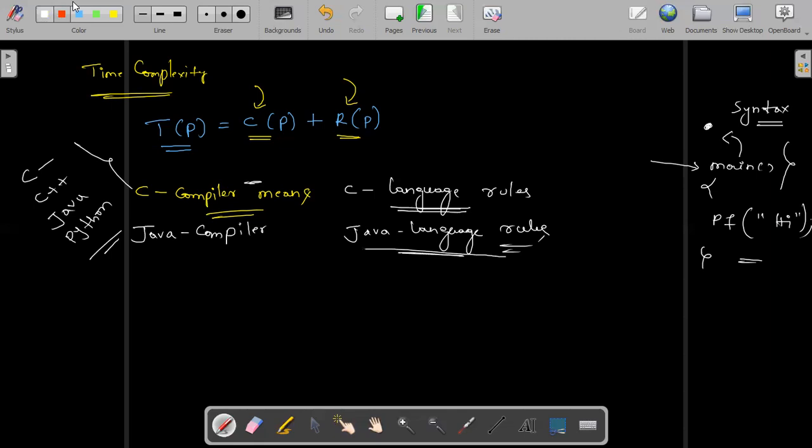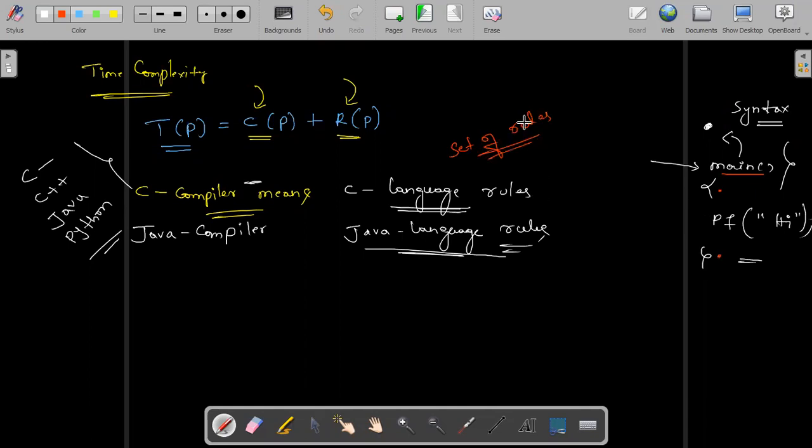Now, this compiler, I told you, is language rules. And the language rules are a set of rules. For example, here you can see first we have to write the main function, after that open the body, after that close the body. That is exactly what it says: it is a set of rules.